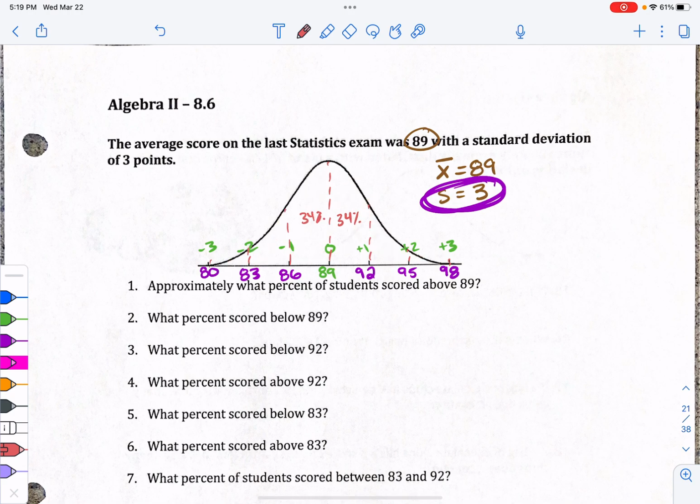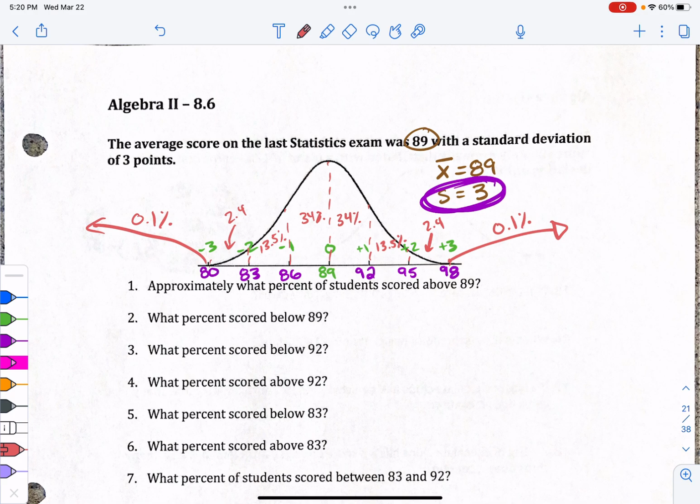Okay, so 34% in each one of those, 13.5% in each one of these, and then 2.4% is here. And 2.4% is here. And then this, going from here and on forever, would be 0.1%. And from here this way would be 0.1% as well, okay? So that's just the breakdown of that bell curve, okay? So now it's going to go through and ask you questions based upon where these numbers are.